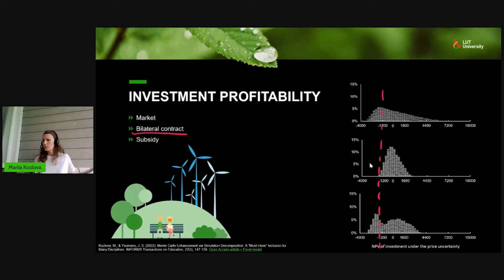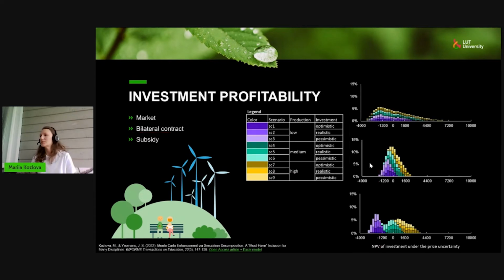And if we look at them, well, they're all quite awful. There's a huge amount of risk attached. And the least awful case is number 2, the bilateral contract. And still, one would think twice about going for this option because half of the outcomes are in the negative zone, losing money. Not good. Now we decompose the distributions by the 2 factors that we are able to influence: the electricity production level and the investment cost level.